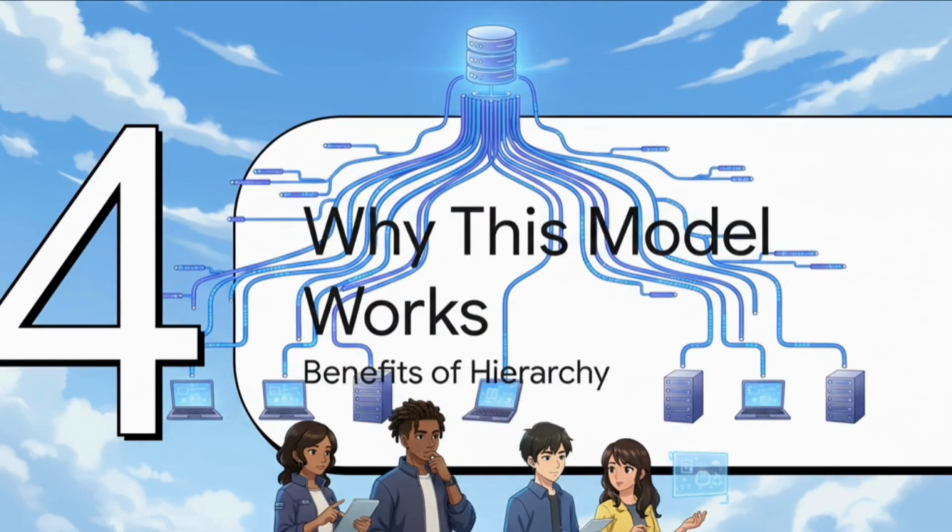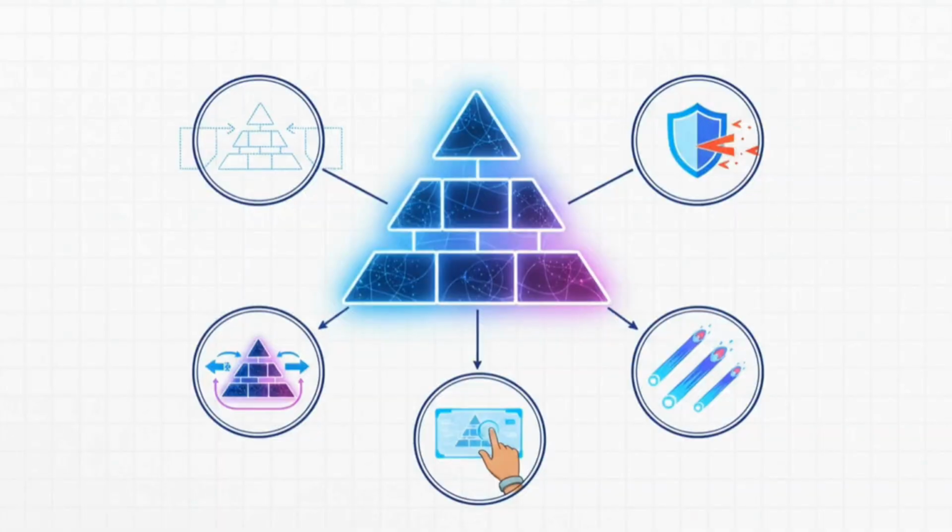Why go to all this trouble? Why is this hierarchical structure so important? Let's break down exactly why this model is so good at what it does. It really comes down to these 5 huge advantages. First, scalability. With these clear roles, you can grow your network, add a new building, hundreds of new users, without the whole thing descending into chaos. Next up, redundancy. This one's huge. If one switch or cable fails, the hierarchy provides backup paths, so you stay connected.